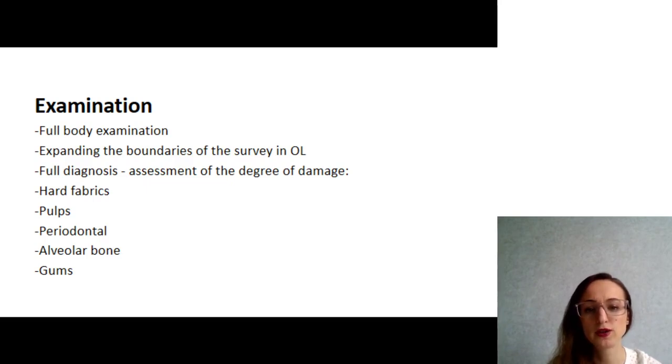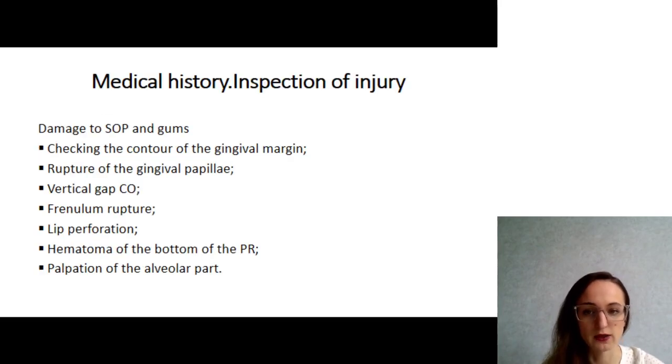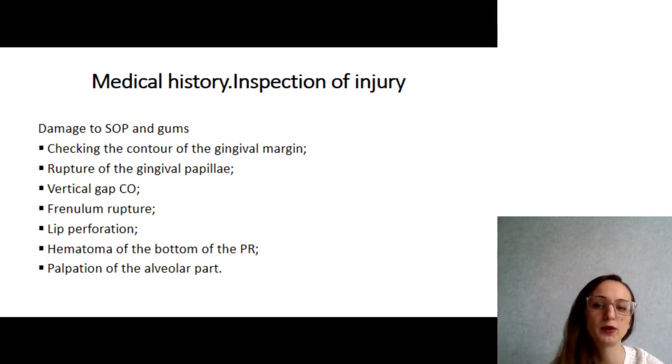assessment of the degree of damage: hard tissues, pulp, periodontal, alveolar bone, and gums. Then medical history, damage to oral cavity and gums. It is checking the contour of the gingival margin, rupture of the gingival papilla, vertical gap of crown and frenulum rupture, a lip perforation maybe can be, and hematoma of the bottom of the oral cavity, and palpation of the alveolar part.